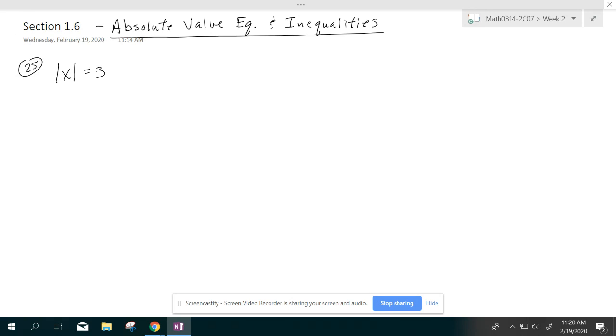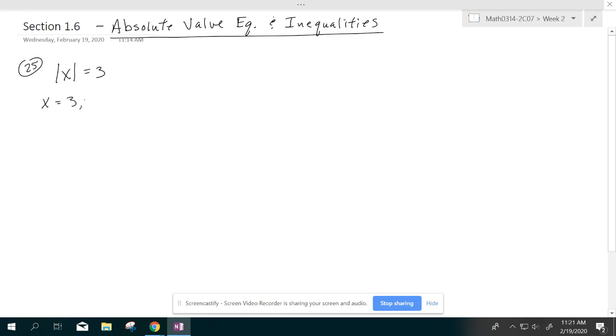Now, does anybody know what absolute value does to the number inside? Makes it positive. Absolute value, whatever's inside, always comes out positive. Got it? Not opposite, positive. So what they're asking me here in this example is, what numbers can I take the absolute value of that will produce 3? 3 is one of the answers.